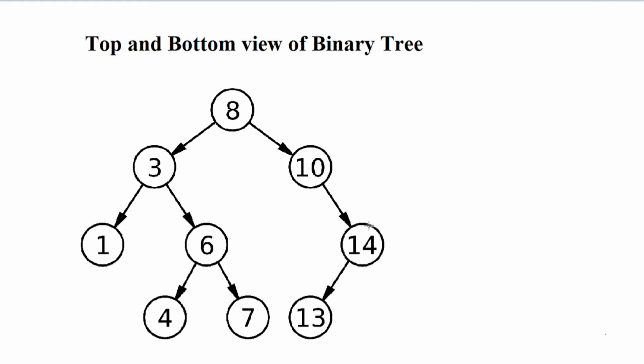Why? Because they were on the top. They were the first nodes when you look from the top, and they hide the other nodes. So they'll be the only nodes that will be visible. So how to solve this question? We'll talk about the bottom view also, but firstly let's focus a little more on the top view.